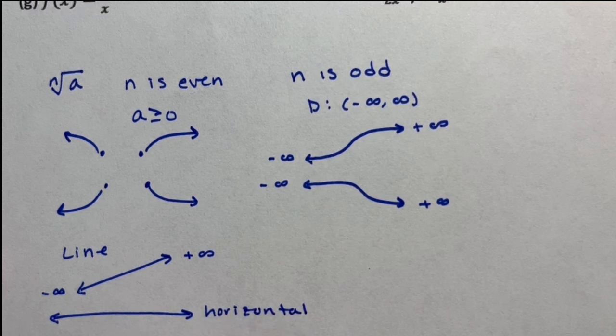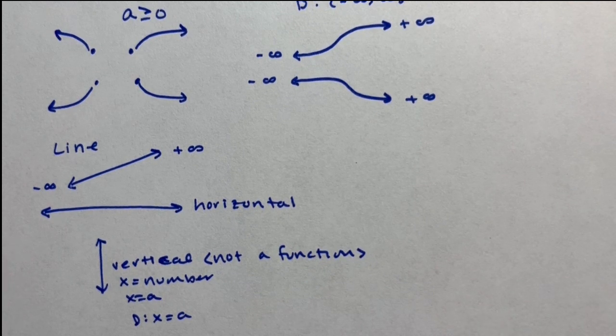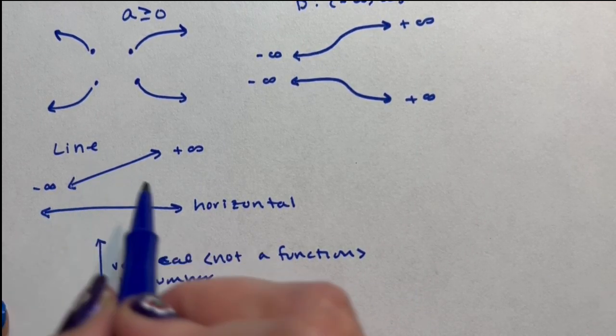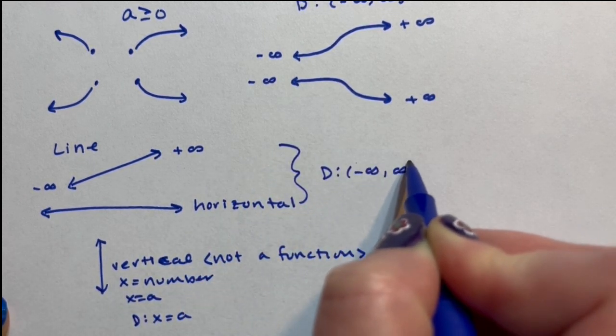The only one that doesn't is the vertical. But this one is not a function. And so whatever this is, x equals a number, so x equals a, the domain is just going to be x equals a. That's all it is. The vertical is the only one. It's not a function. The domain is just the value of whatever it equals. Everything else, all other lines, the domain is going to be all real. Easy peasy.